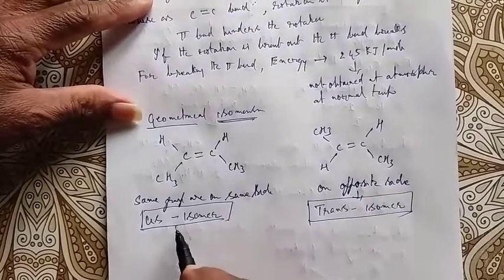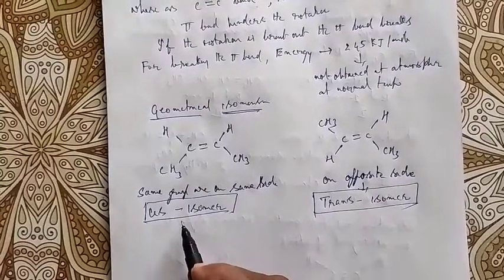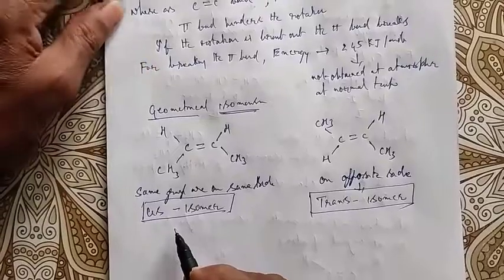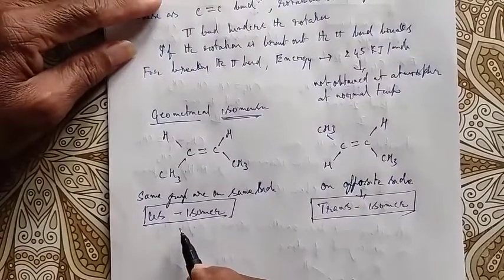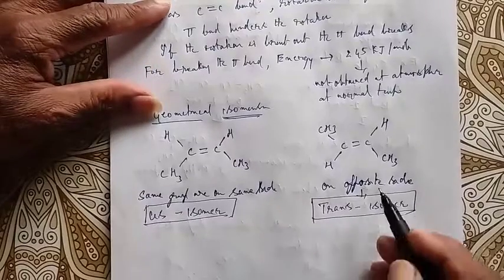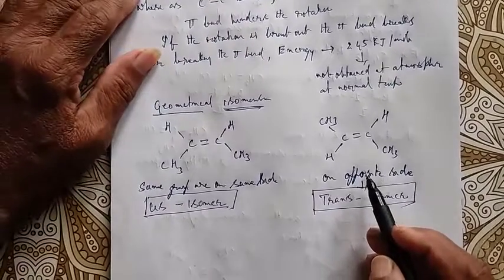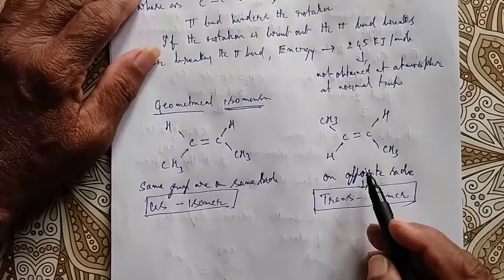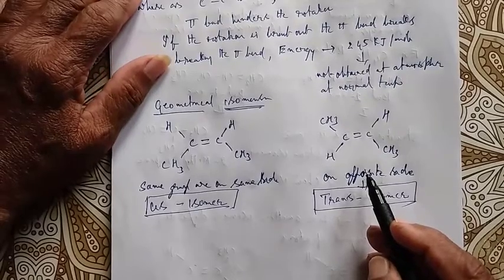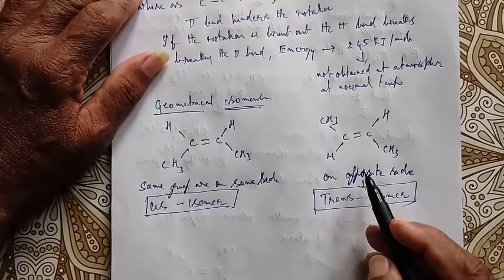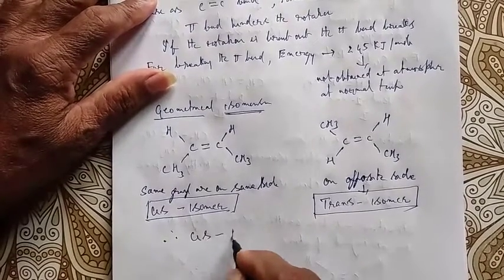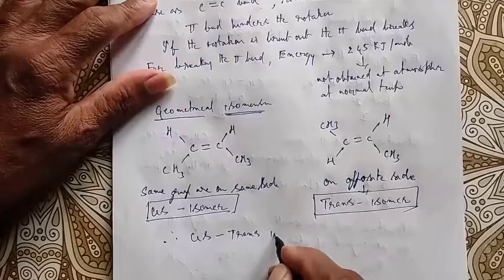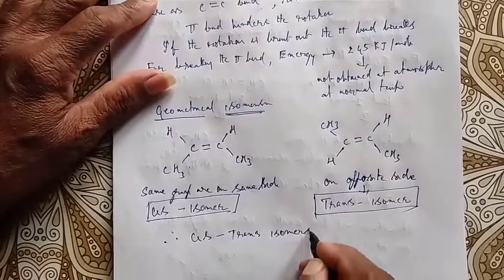Now what is a cis isomer? A cis isomer means an isomer in which the same groups or atoms are on the same side of the doubly bonded carbon atoms, whereas a trans isomer is one in which the same groups or atoms are arranged on opposite sides of the doubly bonded carbon atoms. Therefore, this isomerism is also referred to as cis-trans isomerism.